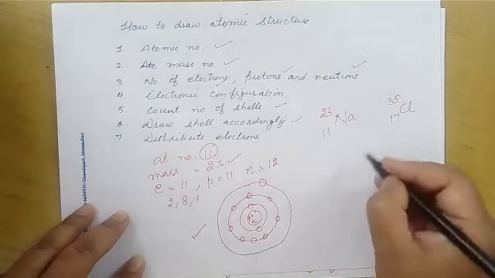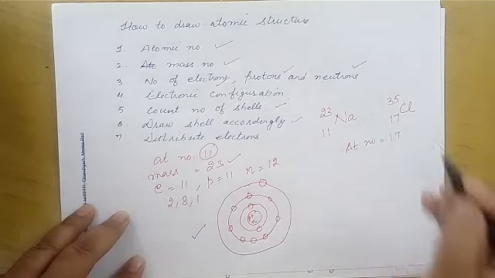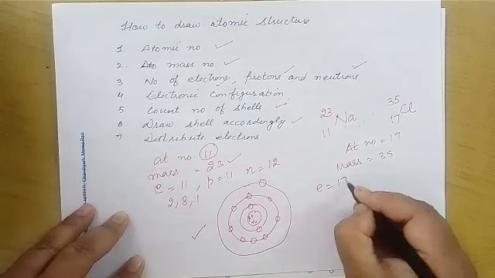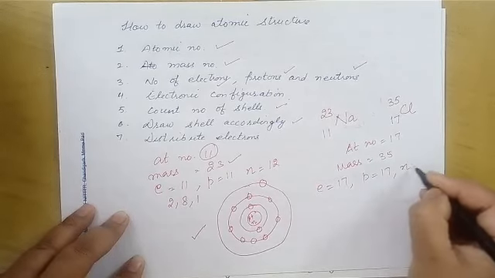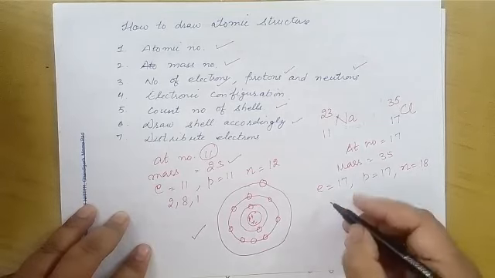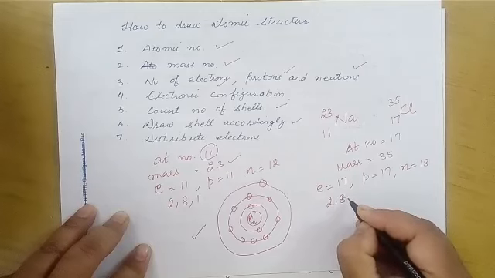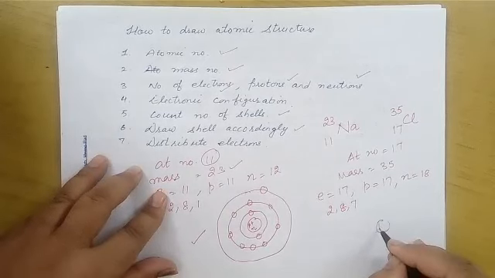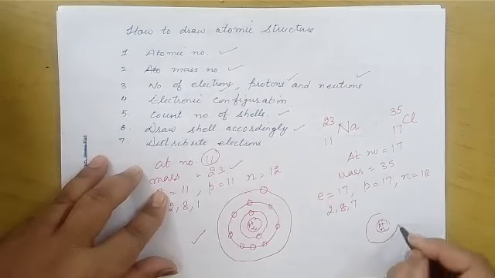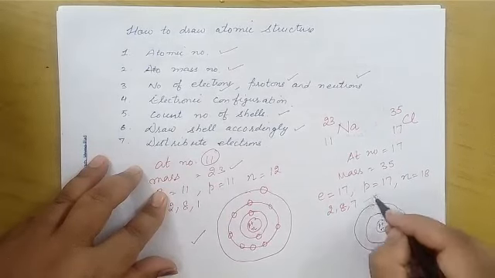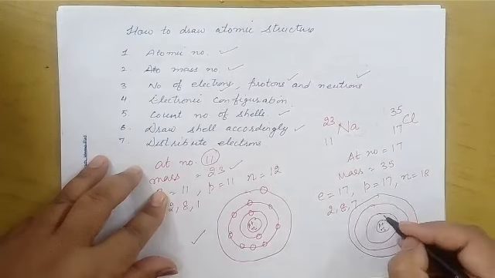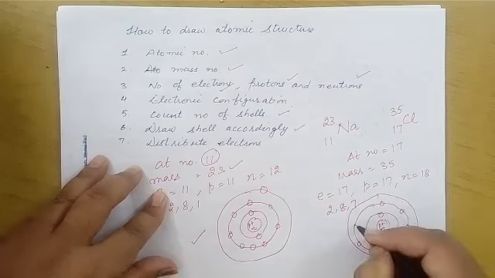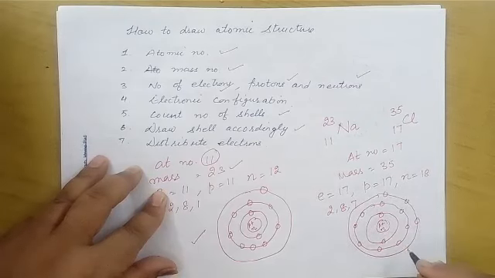In the same way, take chlorine. Atomic number 17, mass number 35. Electrons 17, protons 17 and neutrons 18. Electronic configuration 2, 8, 7. So it also needs 3 shells, first of all the nucleus with protons and neutrons, then in the first shell we have to fill 2 electrons, in the second 8 electrons, in the third 7 electrons.